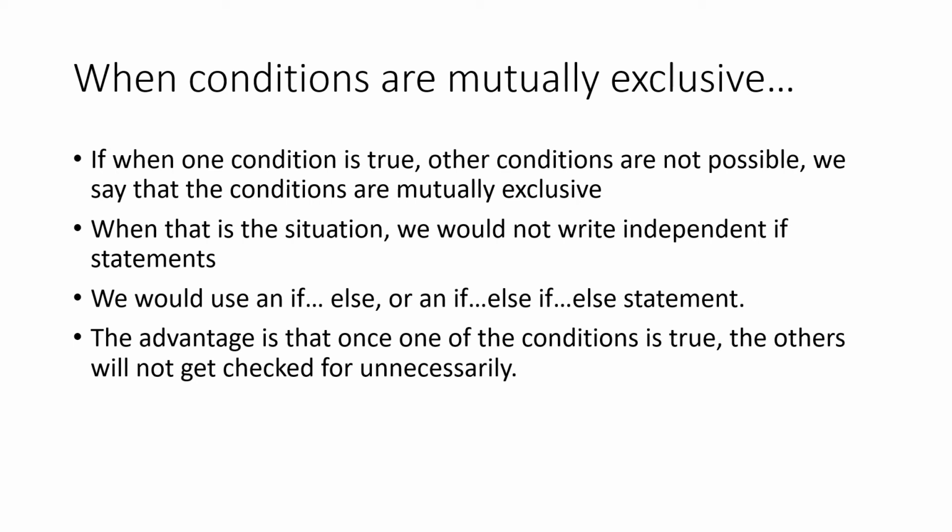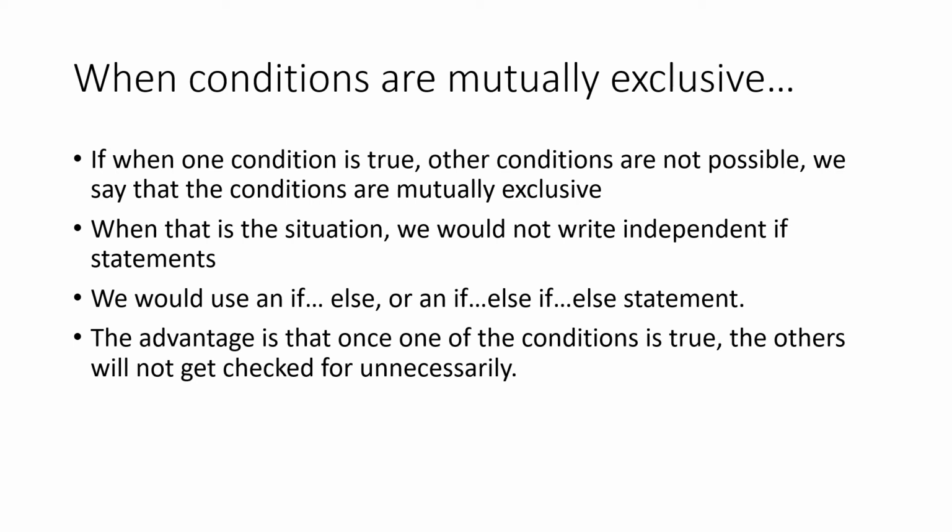A lot of times, conditions are mutually exclusive, meaning when one is true, the other one will not happen. For example, a student passes or fails. A student cannot do both things, pass and fail, in the same course. So if when one condition is true, the other condition or conditions are not possible, we say that those conditions are mutually exclusive. One is true, makes the other ones false. When that is the situation, we would not write independent if statements like this example that you just coded.